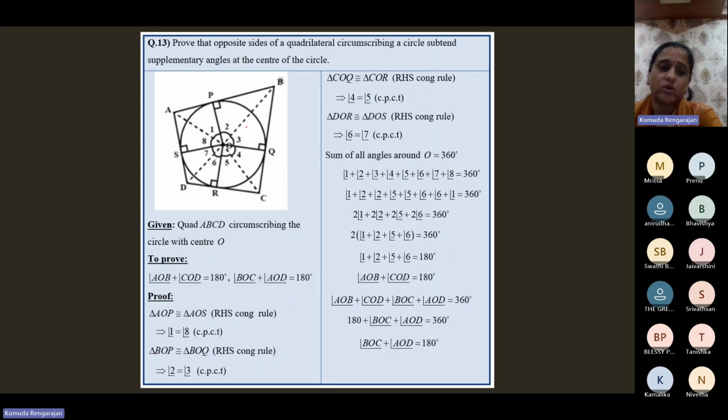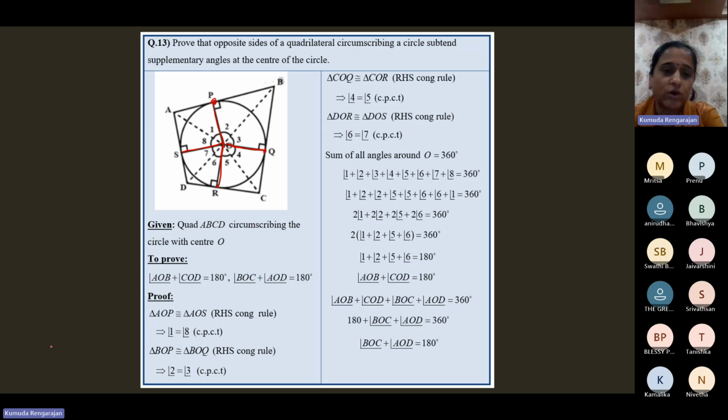Now, the other thing we have to do is to join the points of contact to the center. You can see P is a point of contact. AB is a tangent. P is the point of contact. Join P to O. BC is a tangent, Q is the point of contact. Join Q to O. Similarly, join R to O and S to O.